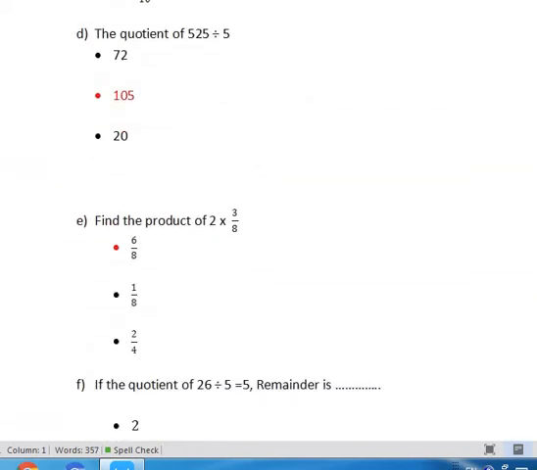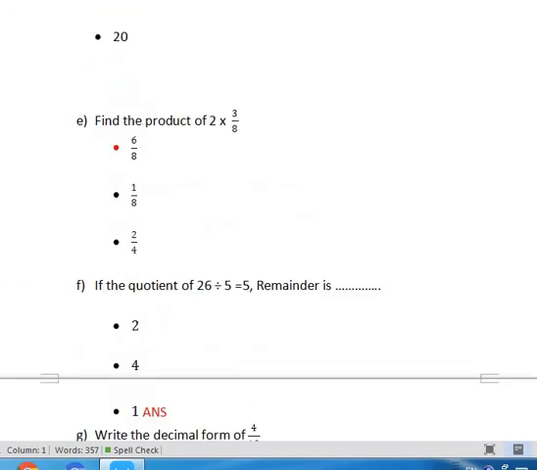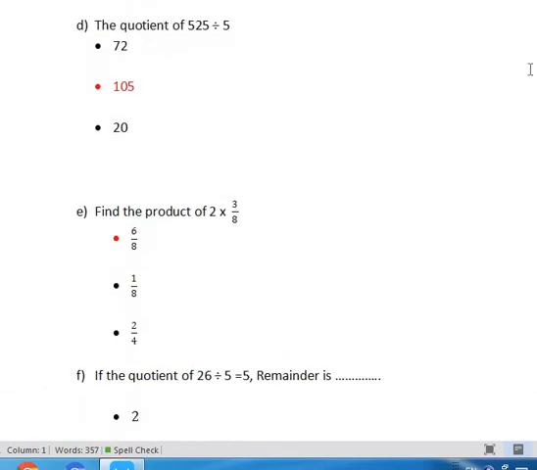Okay, and here the quotient of 525 divided by 5. I want to divide. Remember the division, don't forget it. 5 divided by 5, 1. 2 divided by 5, it can't be. When I say it can't be, remember, I put 0. 25 divided by 5 equals 5. So my answer will be 105.